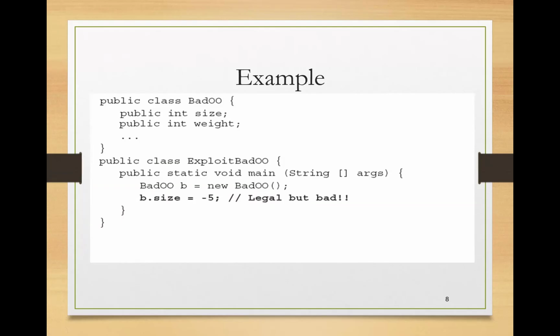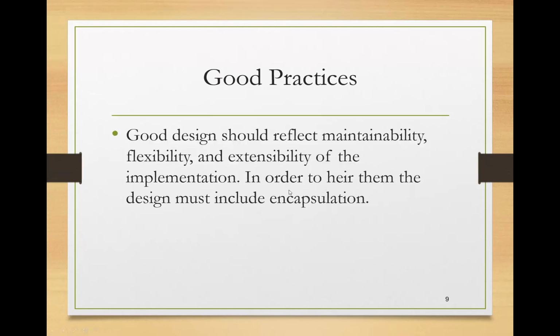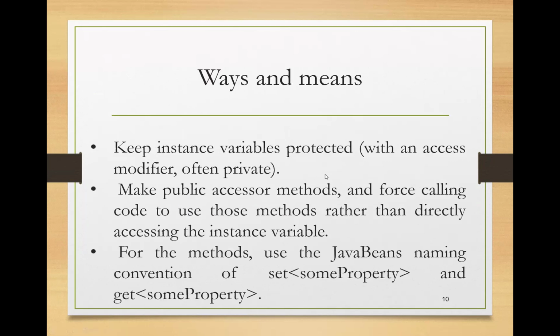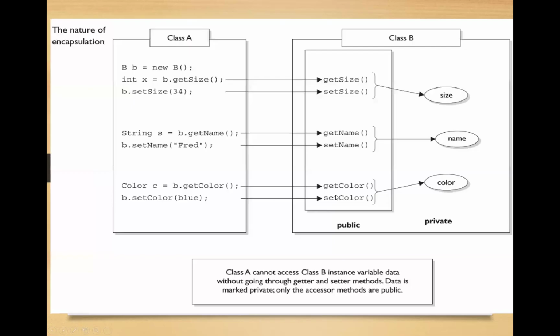So in order to avoid that, you make it a private instance variable, and you implement public getters and setters. So keep instance variables private and make public getters and setters. And that's how you're going to implement it. Now this is class B. Class B has size, name, color variables. So you make them private. Then only within the class you can access size, name, color.